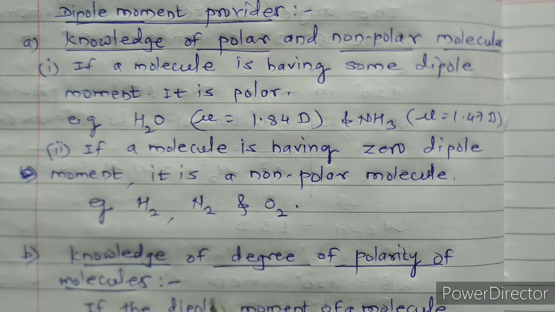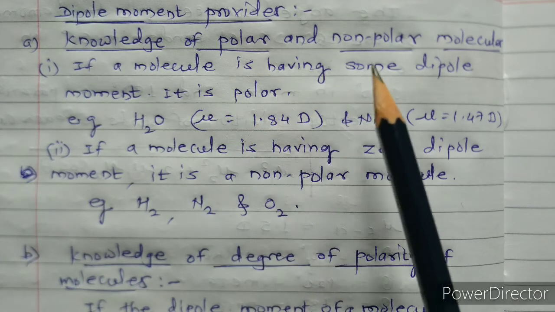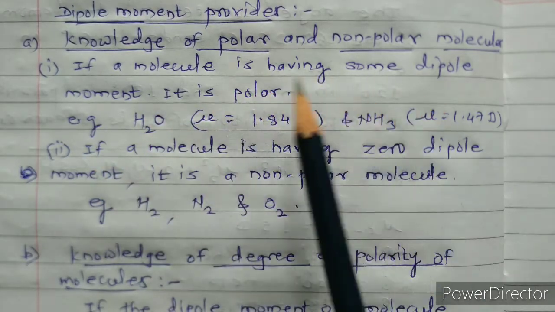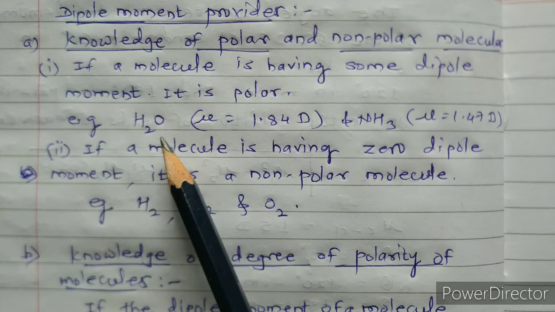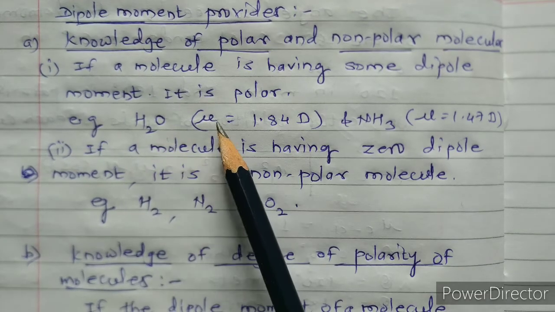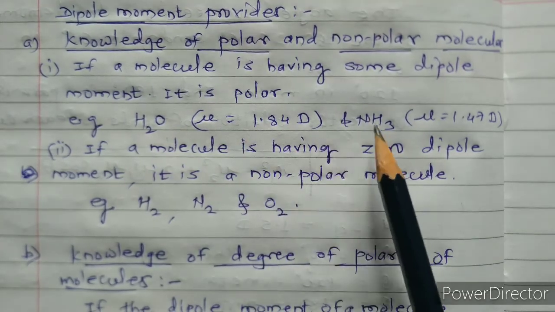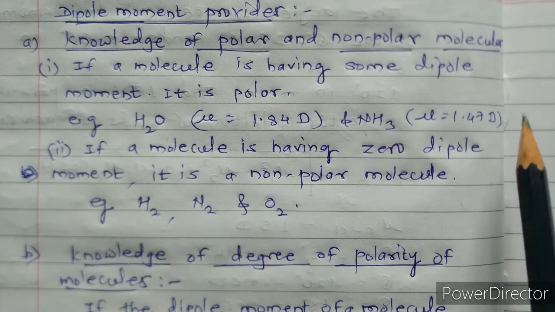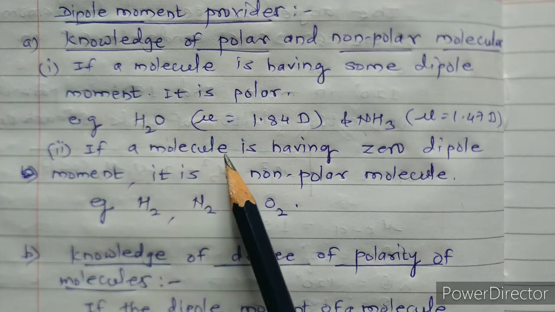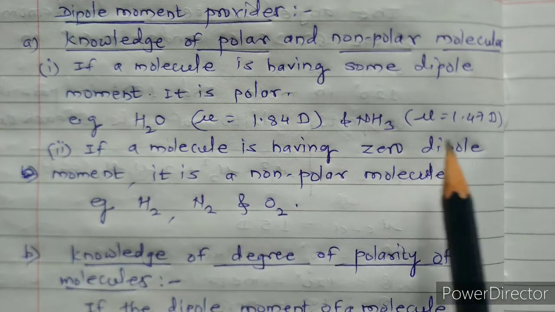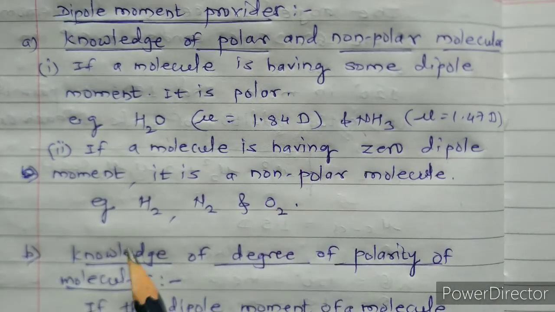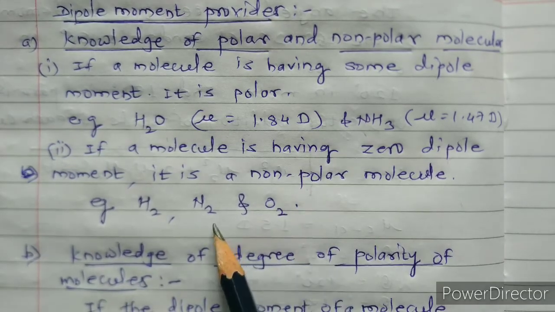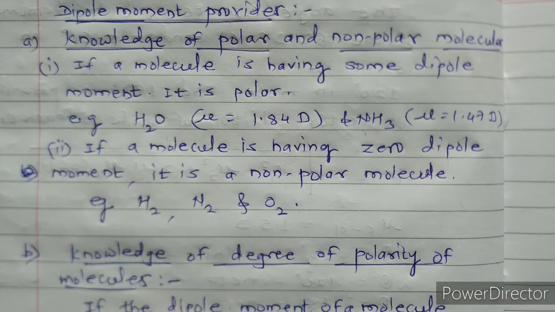Dipole moment provides knowledge of polar and non-polar molecules. If a molecule has some dipole moment, it is polar. For example, in H2O the dipole moment is 1.84 D. For ammonia, NH3, the dipole moment is 1.47 D. And if a molecule has zero dipole moment, it is non-polar. For example, H2, N2 and O2, that is homodiatomic molecules.